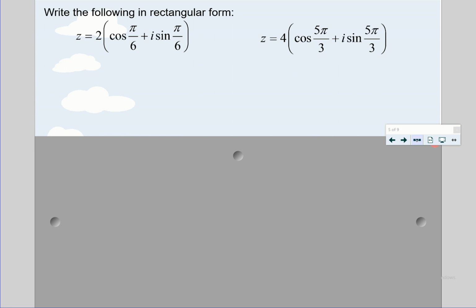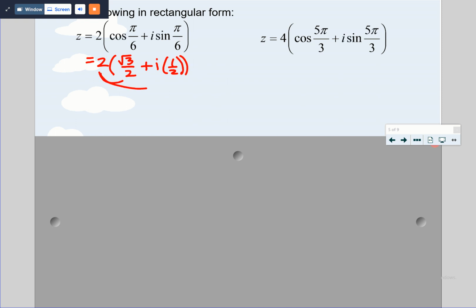So all you do is simplify. That's it. Okay, so can you tell me what the cosine of pi over 6 is? Rad 3 over 2. Plus i, what's the sine of pi over 6? A half. And then what's going to happen when I distribute my 2 in? The denominator is going to cancel. So I'm going to be left with rad 3 plus 1i, or just rad 3 plus i. We'll just do one of those because they pretty much work the same way.